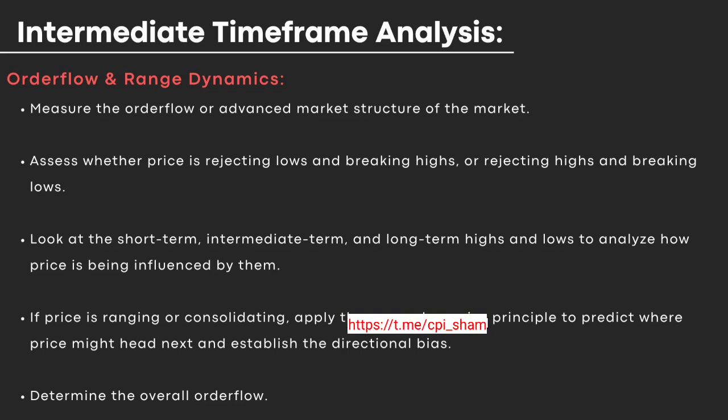And then you're going to look at the short term, intermediate term, and long term highs and lows to see how price interacts with them. If price is ranging or consolidating, you're going to apply the range dynamics principle to anticipate where price might be headed next. And finally, after determining the overall order flow, you're going to tie all these observations together to get a clear understanding of where the market is headed and exactly why it is headed.